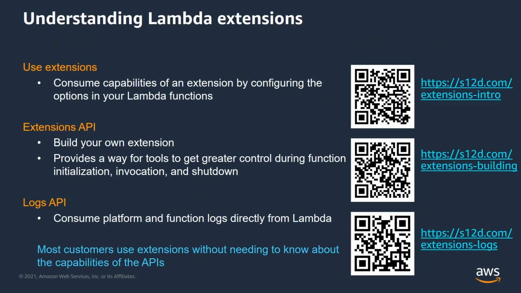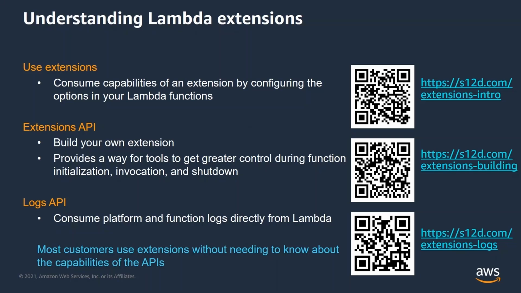There are the extensions themselves and how you can use or consume an extension by adding them into your environment by configuring the options in your functions. The Extensions API makes it easy to build or integrate your own tools to hook into the Lambda lifecycle. And then there's the Logs API, and this allows extensions to get logs data directly from the Lambda service, and these logs can then be sent on elsewhere.